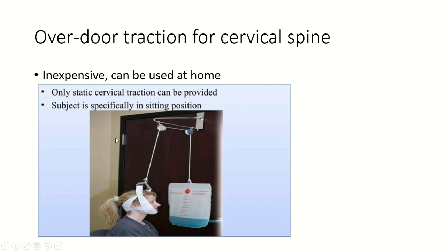As you can see in the image, the cervical spine is properly stabilized with various sets of cloth or a belt which is attached to a pulley over the door, and at the other end of the door a weight is given which gives the traction force. As you can see, the pulley is at 90 degrees, giving the maximum traction force.